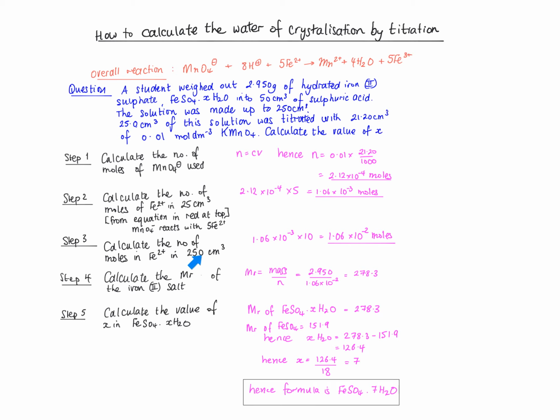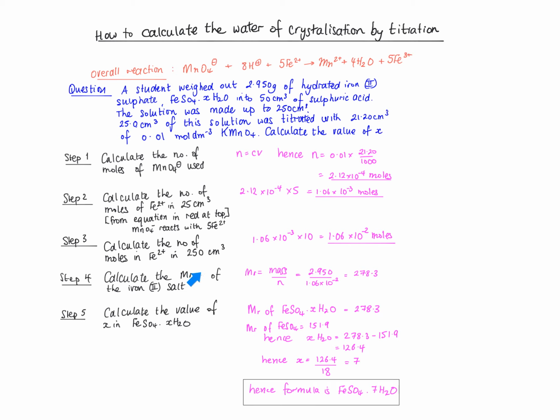Step 3. Calculate the number of moles of Fe2+ in the 250 centimetres cubed that we originally started with. So we used 25 centimetres cubed in the titration, but we originally made up the solution to 250 centimetres cubed, so we've used 1/10 of this solution in the titration. So to work out the number of moles that we had of Fe2+ in 250 centimetres cubed, we times the number of moles of Fe2+ that we've worked out were in 25 centimetres cubed by 10. So 1.06 times 10 to the minus 3 is 1.06 times 10 to the minus 2 when you multiply by 10.